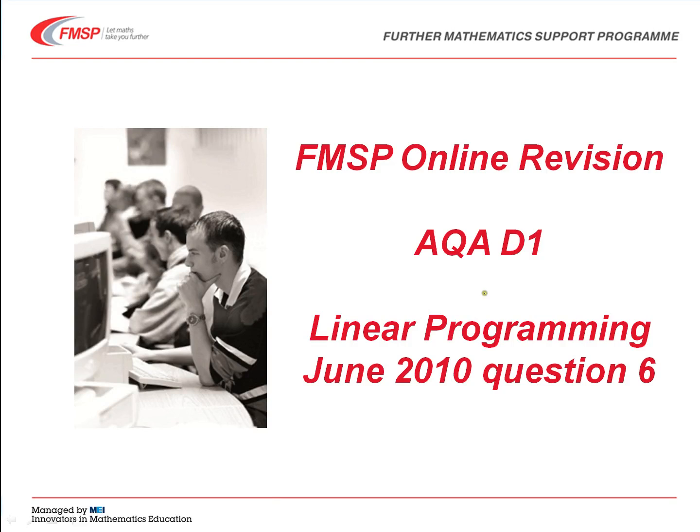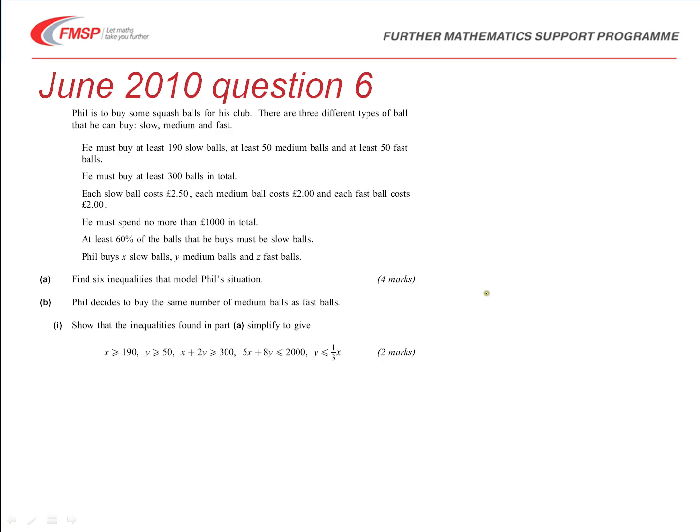Welcome to this online revision session for AQA D1, in which we'll be looking at the June 2010 question 6 on the topic of linear programming. As you can see in this question, there is a chap by the name of Phil who is going to buy some squash balls for his club, and there are three types of balls: slow, medium and fast, and it tells you how many of each he must buy.